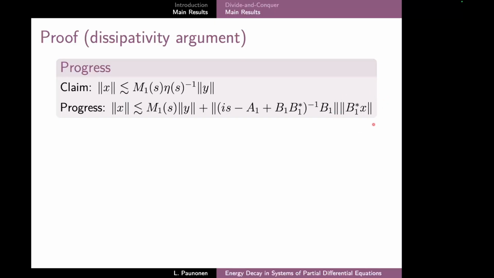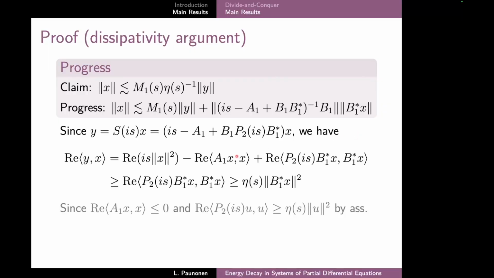But in estimating the norm of b1 star x, we will employ the dissipativity of the operators that we have assumed. And more precisely, because we know that by our choice y is equal to the Schur complement applied to x, we can simply see what happens if we take an inner product between y and x and compute its real part.